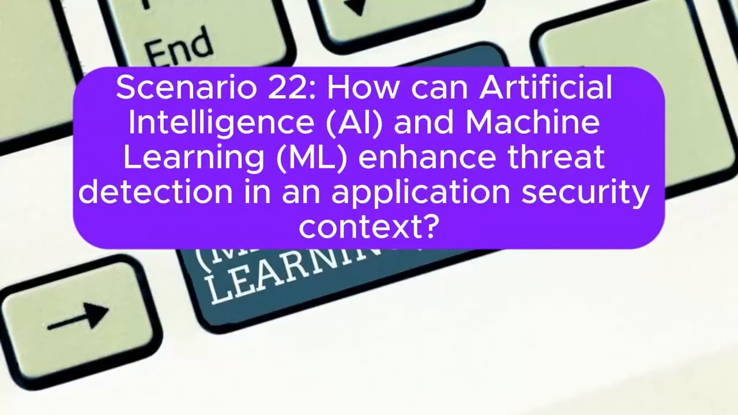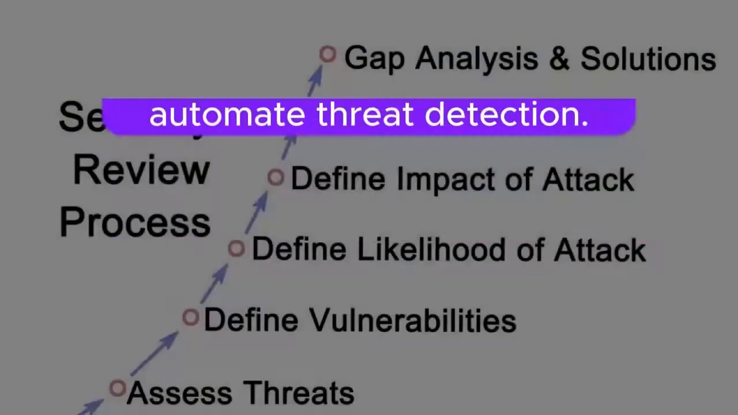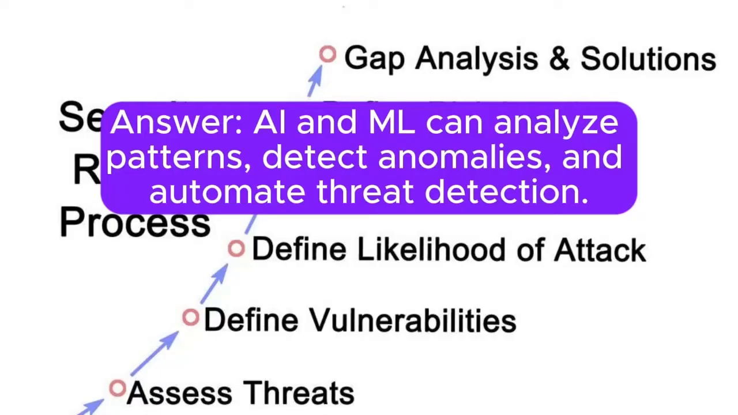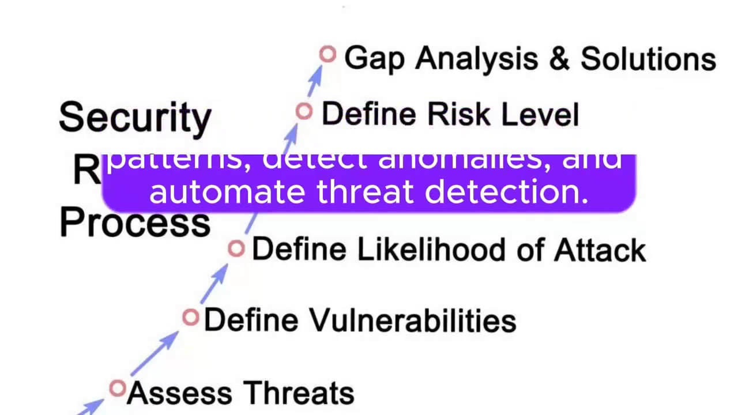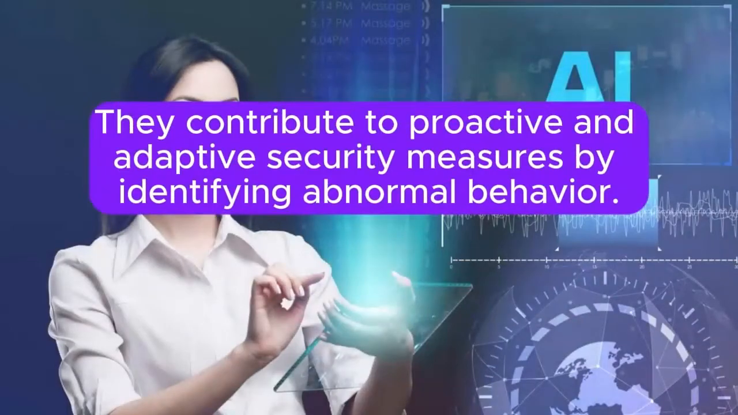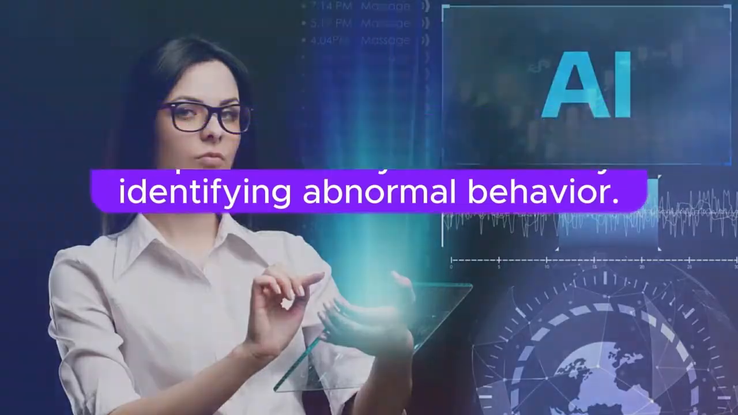Scenario 22. How can artificial intelligence (AI) and machine learning (ML) enhance threat detection in an application security context? Answer: AI and ML can analyze patterns, detect anomalies, and automate threat detection. They contribute to proactive and adaptive security measures by identifying abnormal behavior.